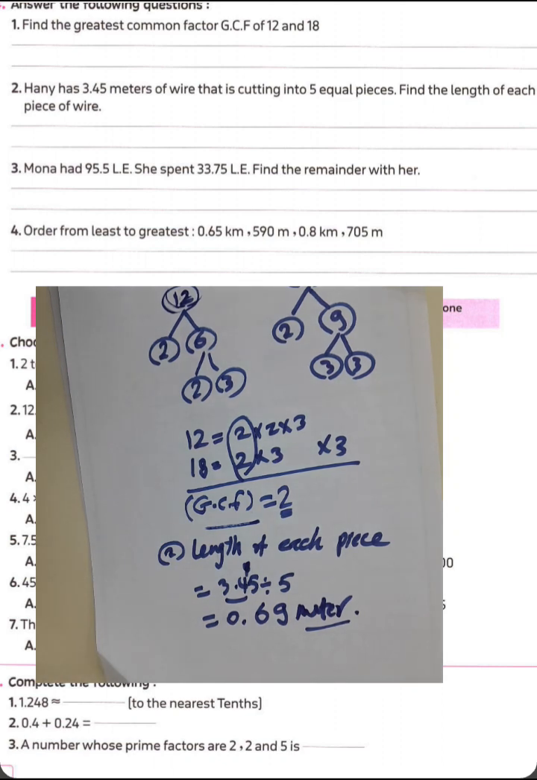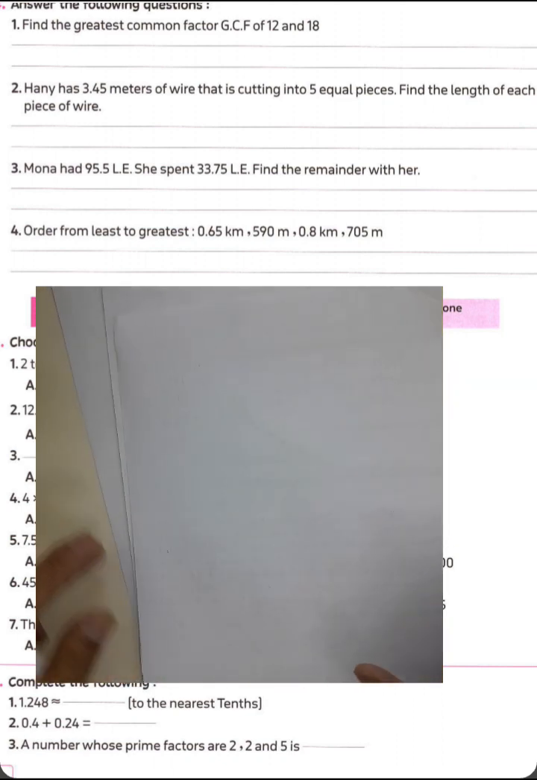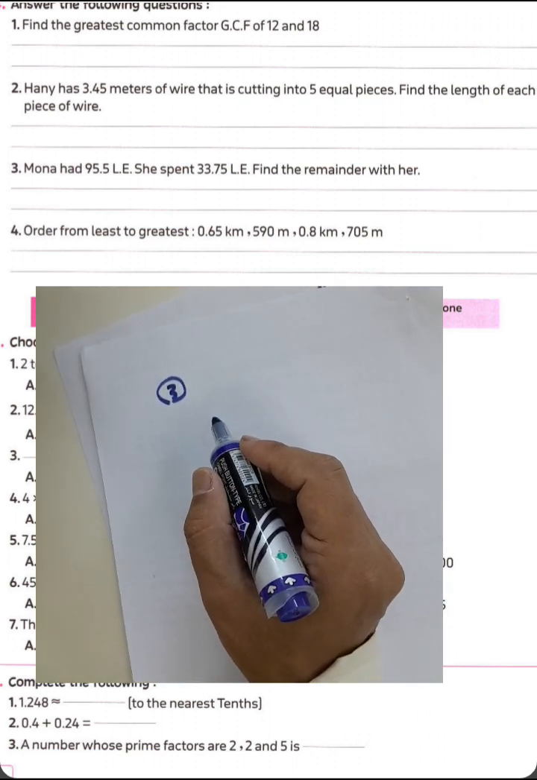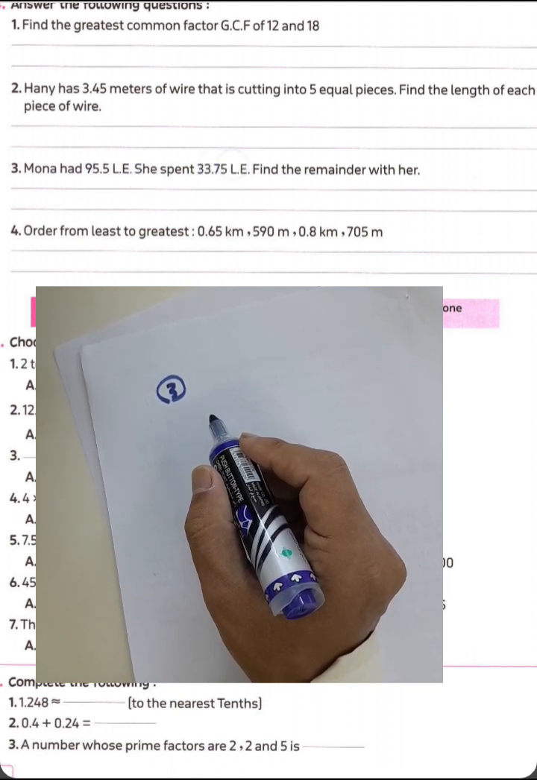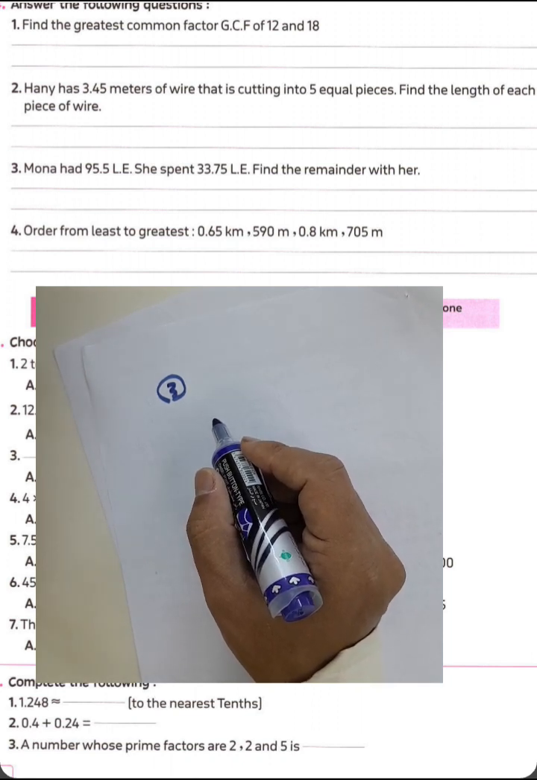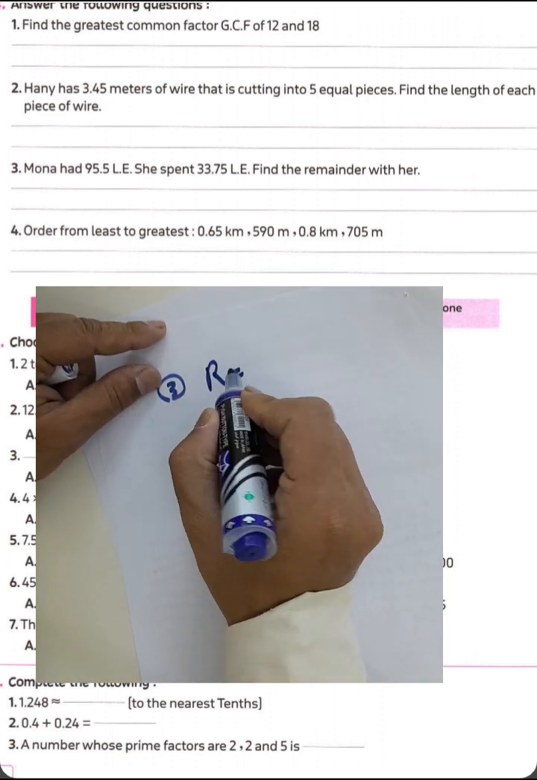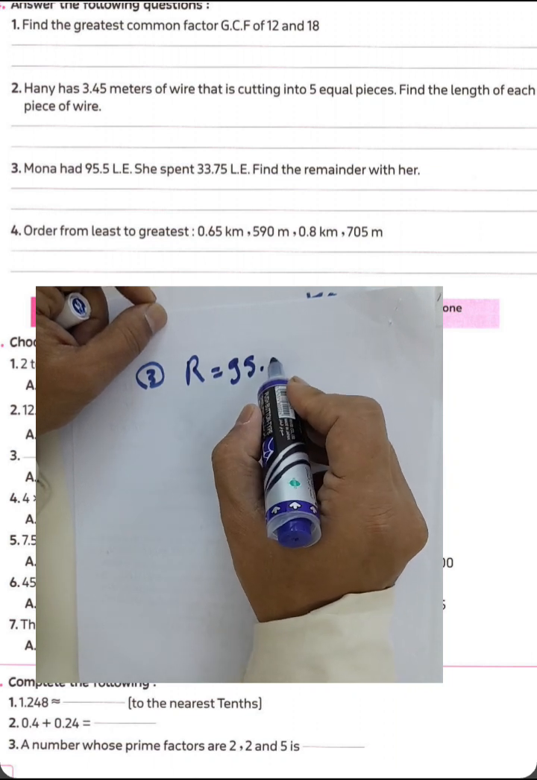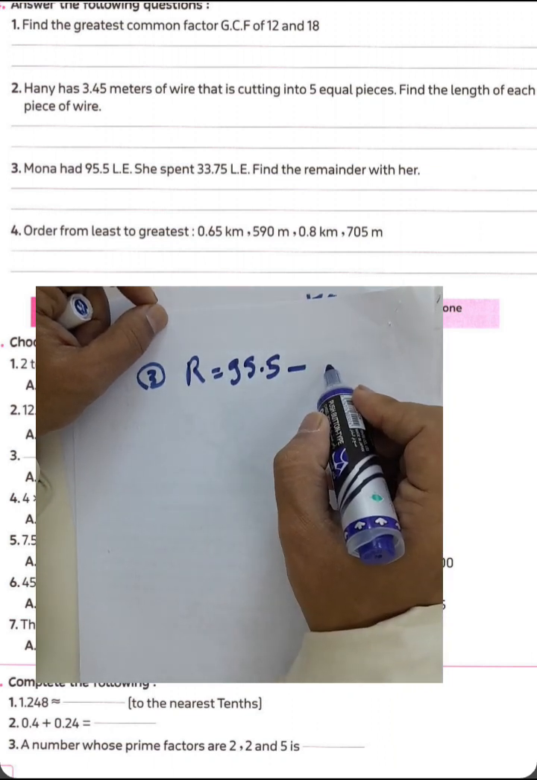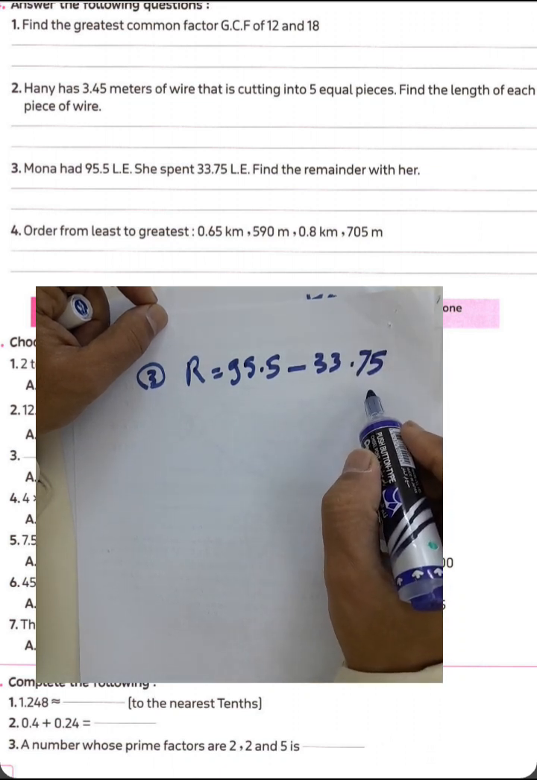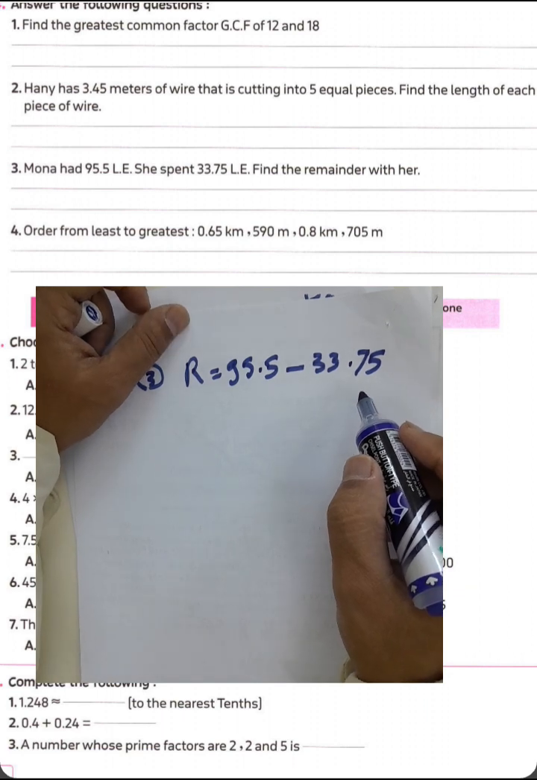Okay, next question number 3. Mona had 95.5 Egyptian lira. She spent 33.75 Egyptian lira. Find the remainder with her. You can find the remainder by finding the difference between two numbers. She had 95.5 Egyptian lira, and she spent 33.75 lira. We can find the remainder by finding the difference between them.